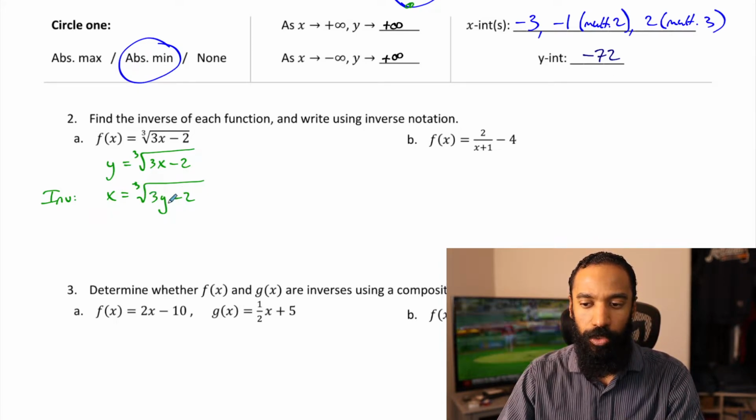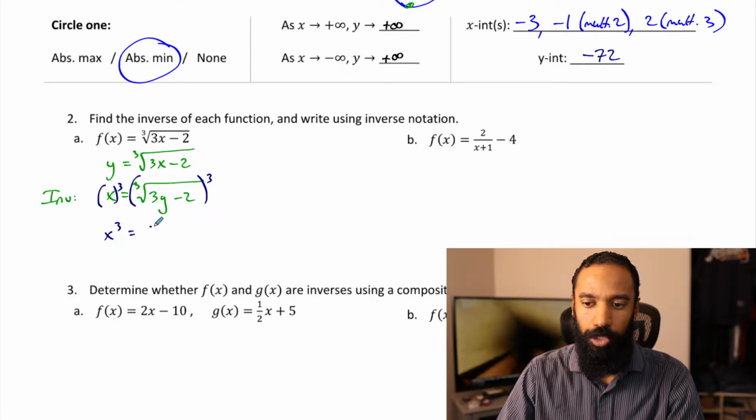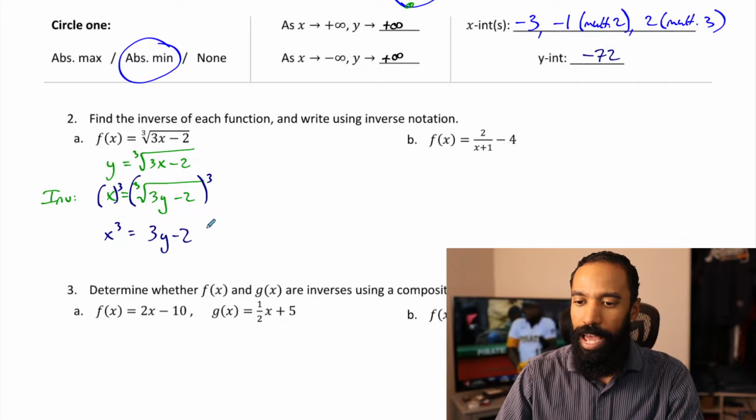That's being subtracted by 2. That whole thing's being cube rooted. Let's go and cube both sides right there to start getting y by itself, as the cube and cube root cancel right there. We get x cubed equals 3y minus 2. And now we're going to add 2 and divide by 3.